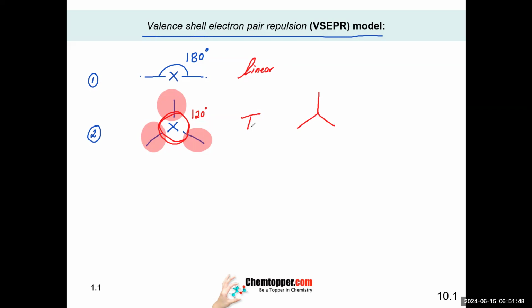Is it trigonal planar? Trigonal planar is completely planar, flat on the paper. Like on the paper, when you draw this line, the molecule is also totally flat. All these atoms, this one, this one, this one, this one, they are lying in the same plane.